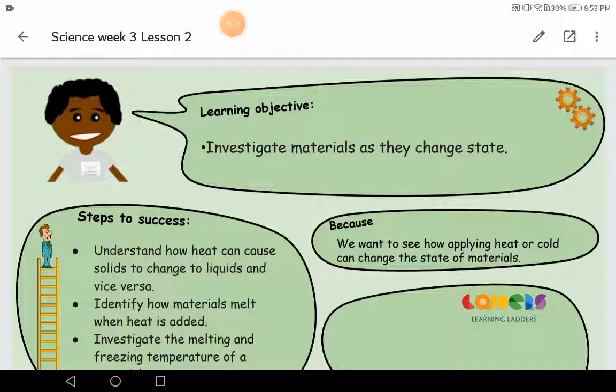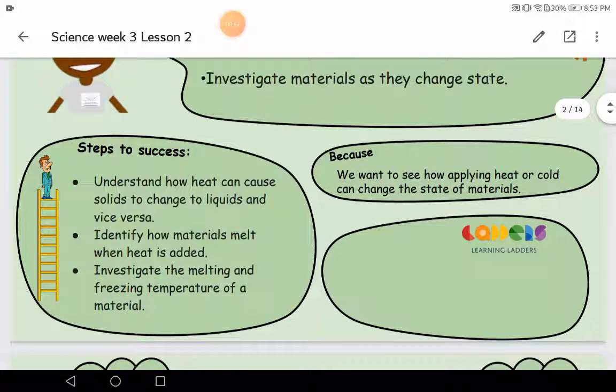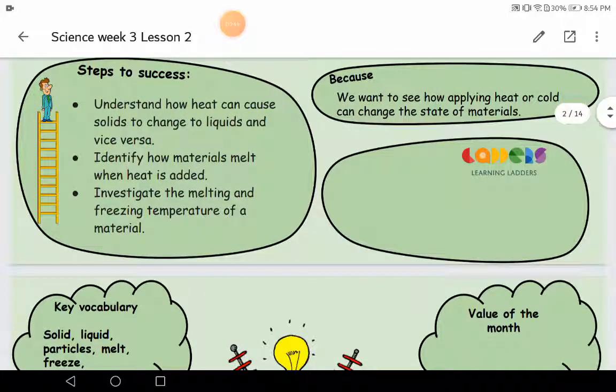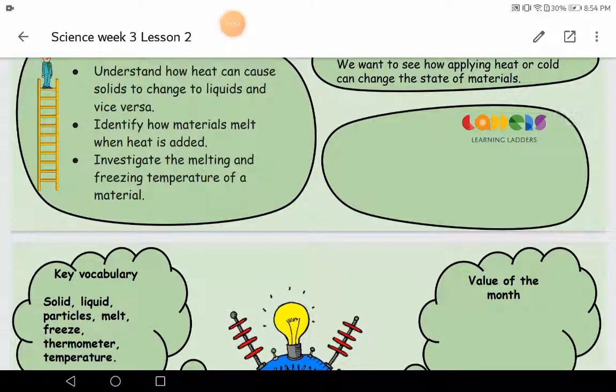Steps to success: understand how heat can cause solids to change to liquid and vice versa. Identify how materials melt when heat is added. Investigate the melting and freezing temperature of materials.